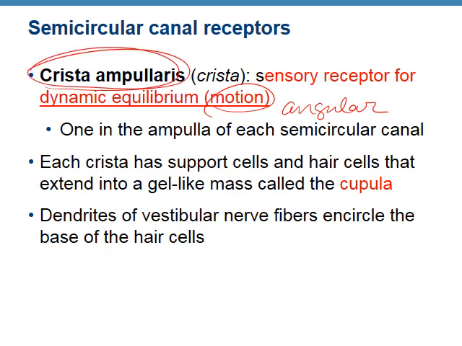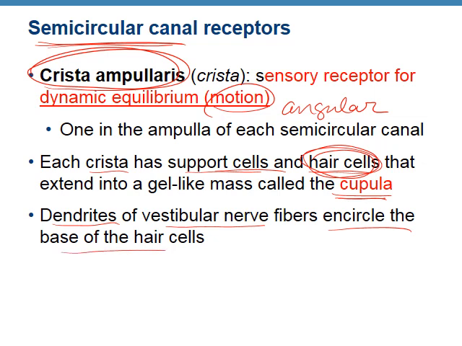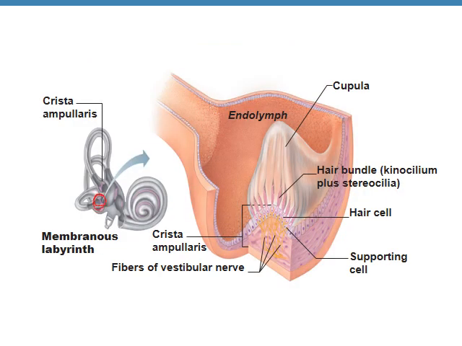So now we have the cristae ampullaris inside the semicircular canals. And the cristae has support cells and hair cells, so again, right? And we have something called a cupola. So the dendrites of the vestibular nerve cells encircle the base of the hair cells. We are here in the cristae ampullaris of these guys, which are the semicircular canals. So here's the cristae ampullaris, and this thing is a cupola.